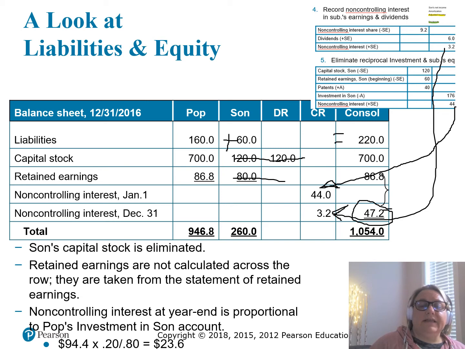So again, Sun's capital stock is eliminated. Retained earnings are not calculated against the row. Non-controlling interest at year end is proportional to Pop's investment in Sun's account. All right, and it shows you the little calculation. I tried to keep it really nice and tight and scoosh it all in at the bottom.